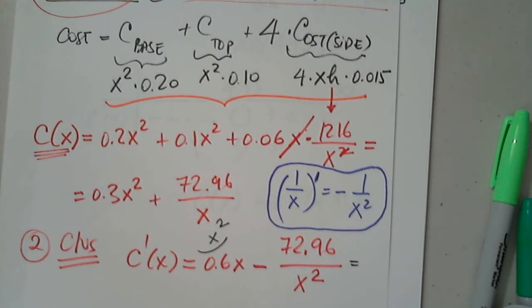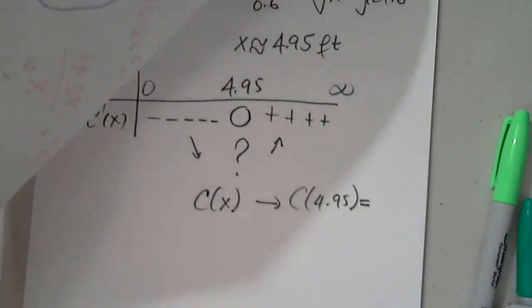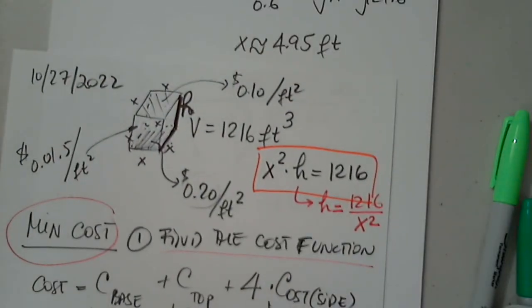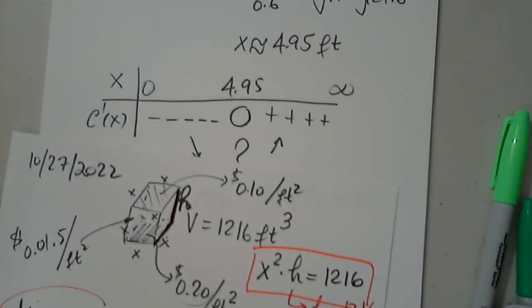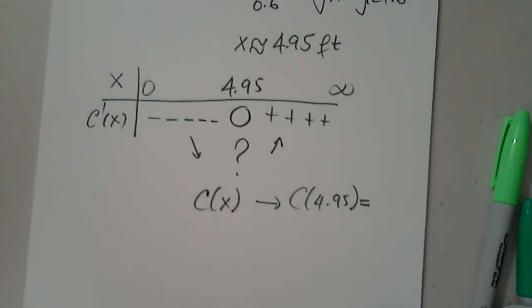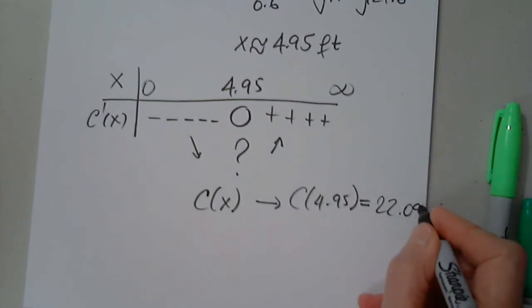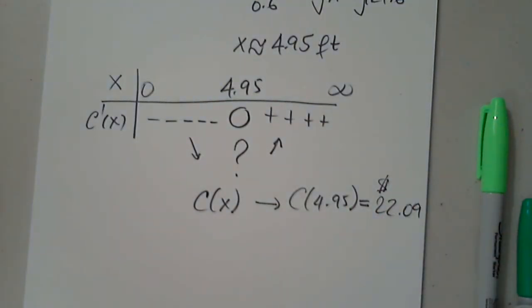And now I plug in, what was it? To be exact, I will plug in the cube root of 121.6. So 121.6 to the power 1/3, the cube root. And it will give me 22.09. So $22.09, the cost. 22.09 cost is the minimum.